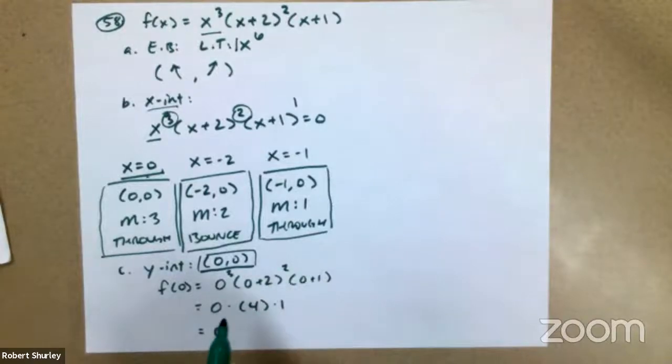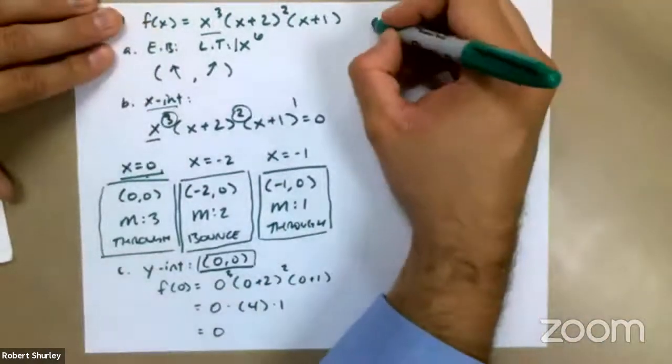A, B, C, D. Determine whether the graph has y-axis symmetry or so. Oh man, symmetry. We haven't done that in forever.